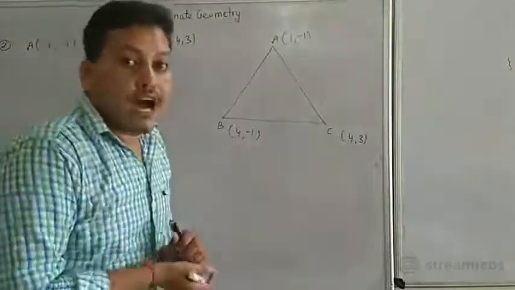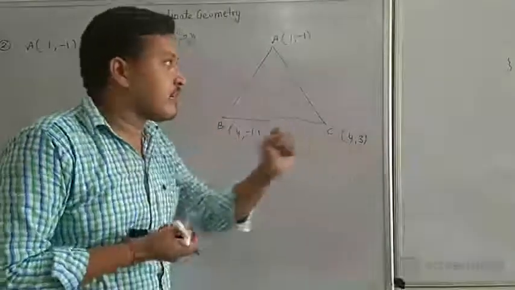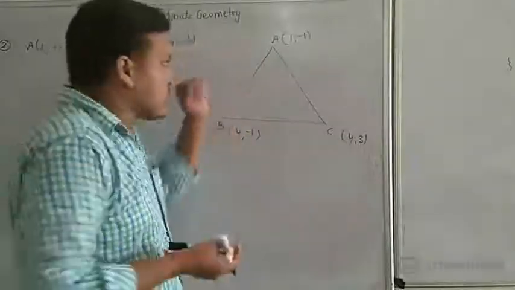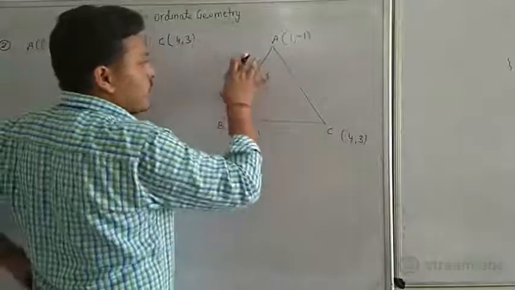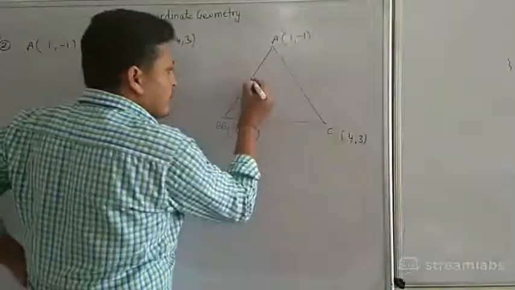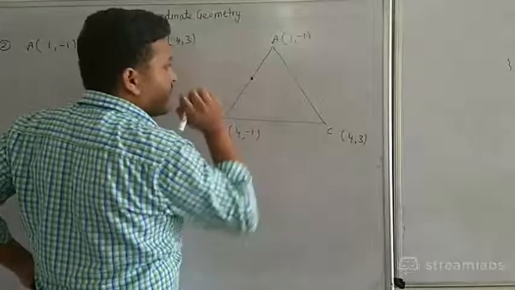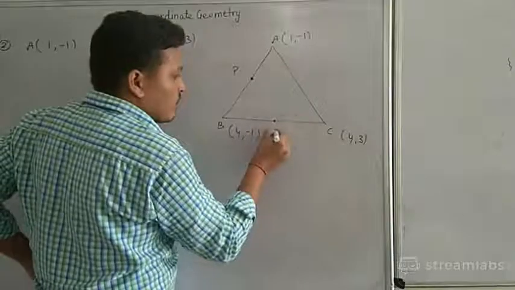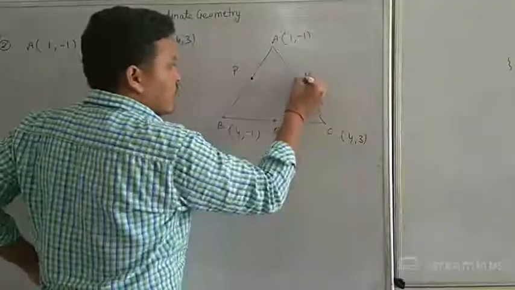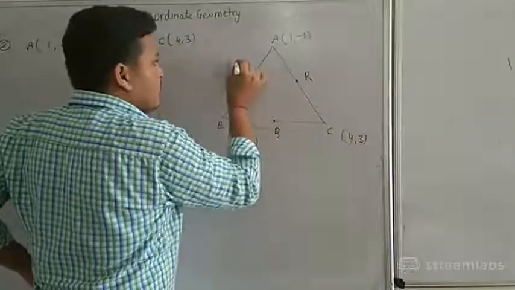Two types of questions can be made, sir. Right now, what is the question? The simple question is find the midpoints of the sides. So three sides are here, 1, 2, 3. The question is find the midpoint of the sides. Let the first midpoint be P, the second midpoint Q and the third R. So first calculate the value of this point P.